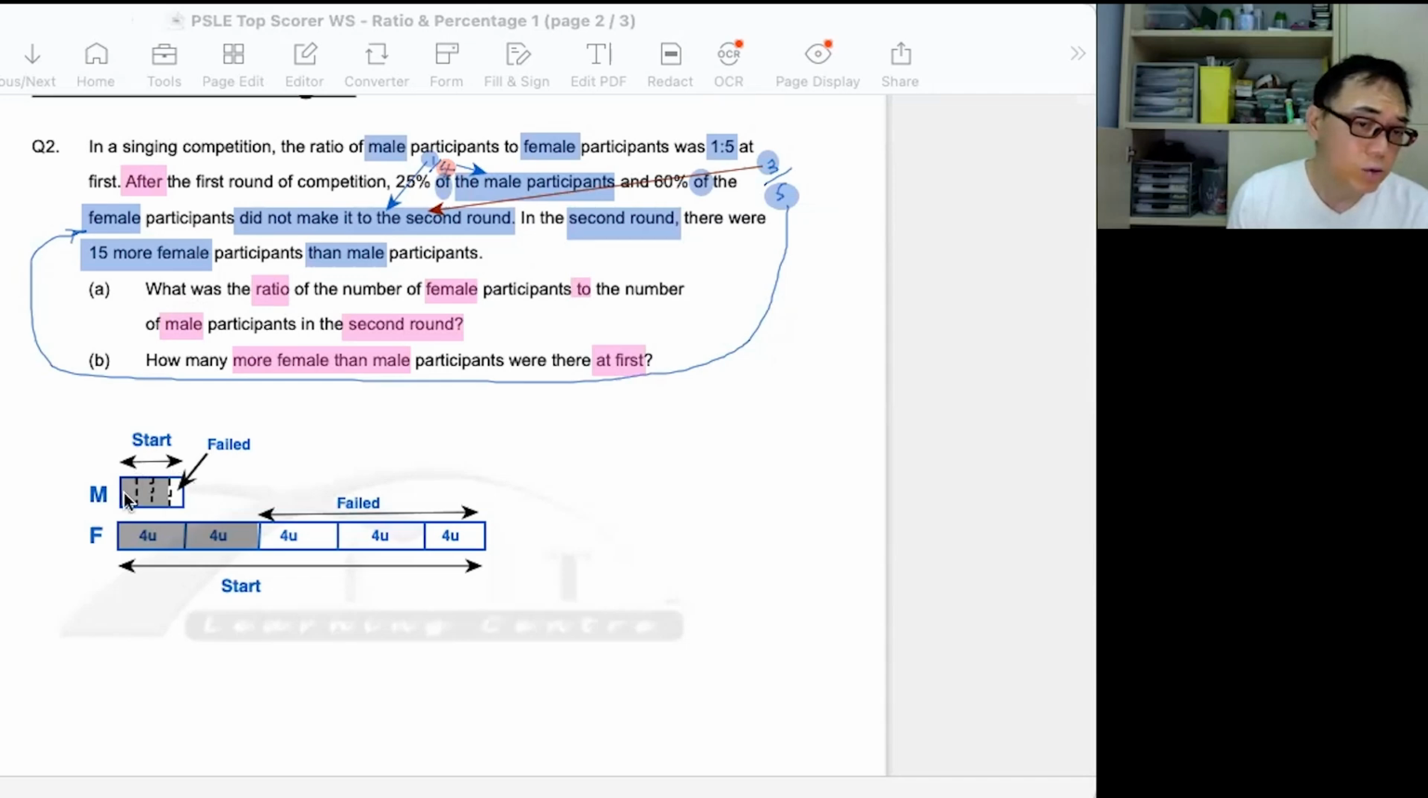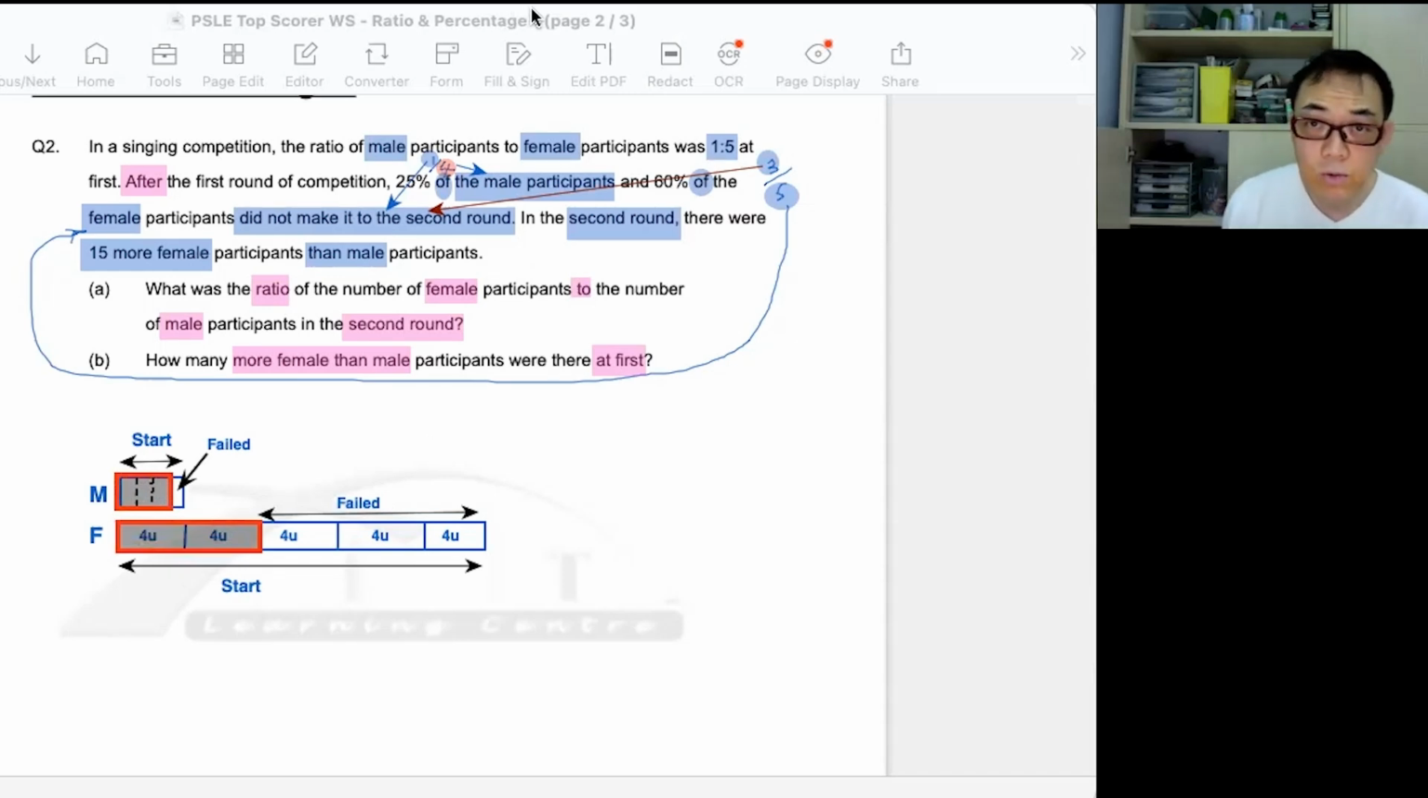Okay, so how many units are there in the males who made it and the female? So if I said female to male, what's your answer? Female to male, not male to female. Female to male. 8 is to 3. Very good. So from the model itself, you can already see the answer that it should be 8 is to 3 units. So this is where the answer comes from.